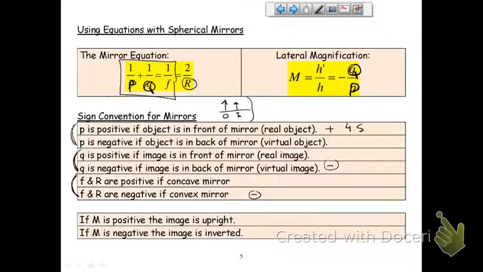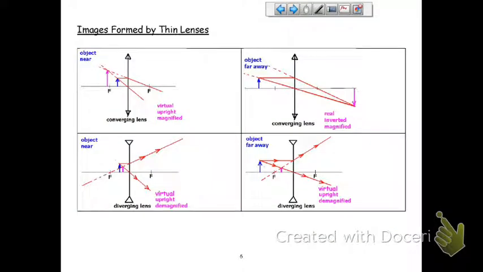Cool. So now we do the same thing again, but we do it for lenses. And for lenses, we don't have a center of curvature, so we just talk about the focal length. And it turns out the focal length is symmetrical. So the focal length is in front of the lens, and the focal length is also behind the lens. Okay?